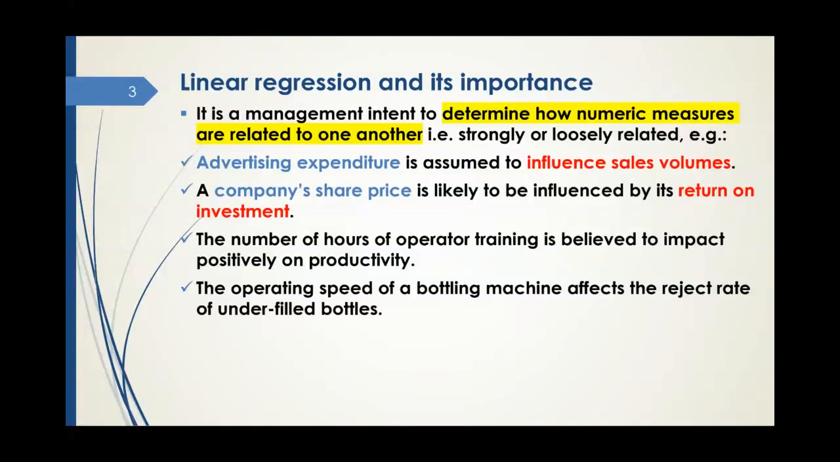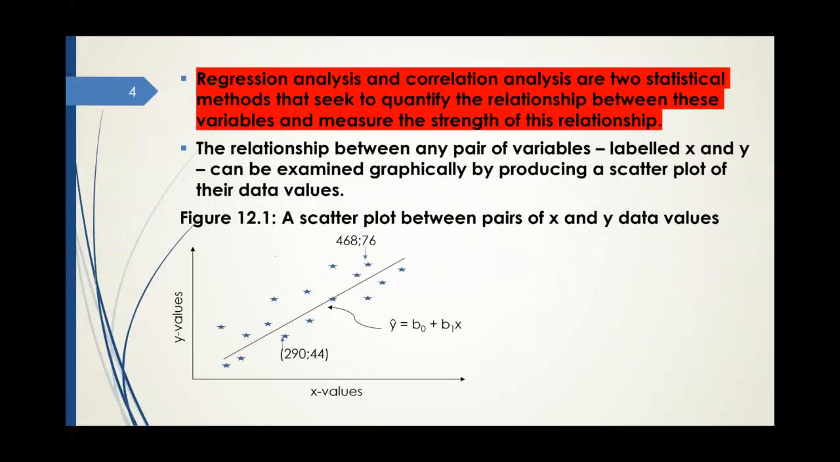Right, so that's what we are assessing with linear regression. Okay, so here it says, regression analysis and correlation analysis are two statistical methods that seek to quantify the relationship between these variables and measure the strength of these relationships, okay? With linear regression, we're saying, is there a relationship between advertising expenditure and sales volumes, okay? With correlation, we are trying to establish how strong is the relationship, okay? So that is what is happening there.